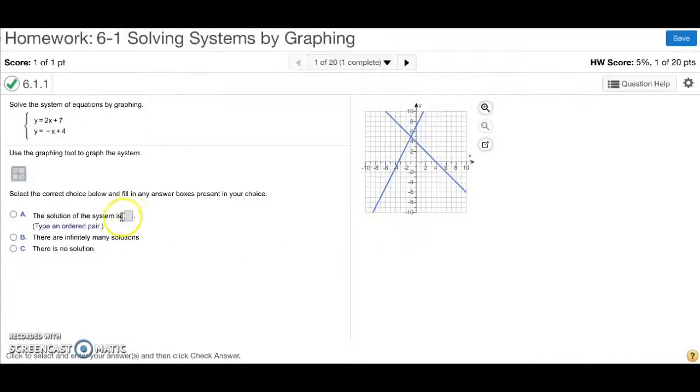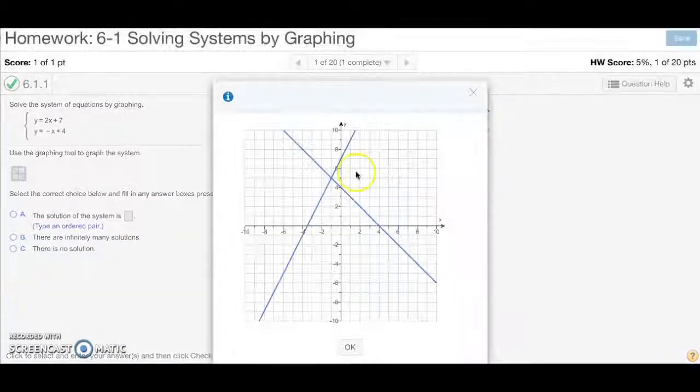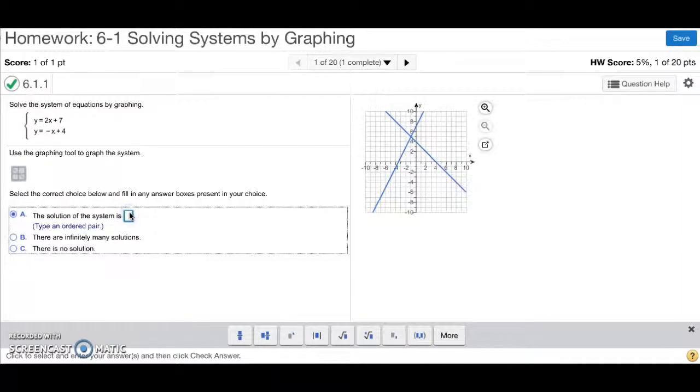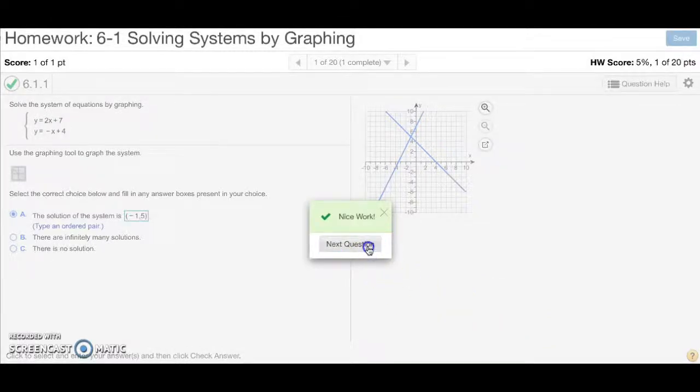Now my solution is going to be at the point where they intersect. So make it large. We have negative 1, 5 as my solution. So in parentheses we put negative 1, comma 5. And that would be my answer for number 1.